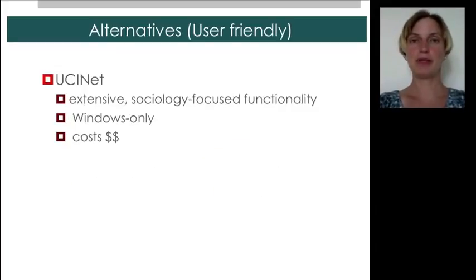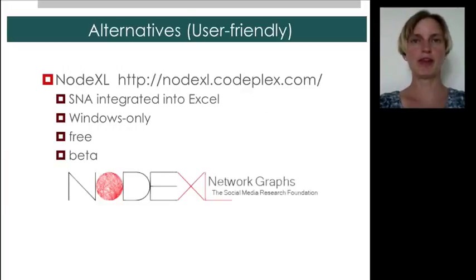We also will not be using UCINet, which again is very mature. It has extensive functionality, mostly focused around sociology. I think until recently, UCINet did not really scale up to large networks. Unfortunately, it's also Windows only, and the license may cost you a couple of hundred dollars if you're not a full-time student or somehow affiliated with a university.